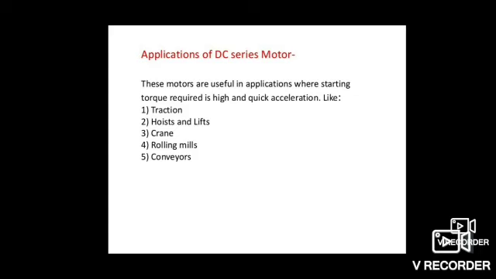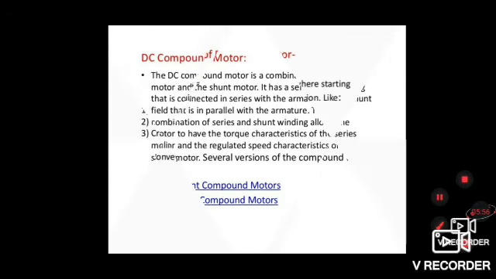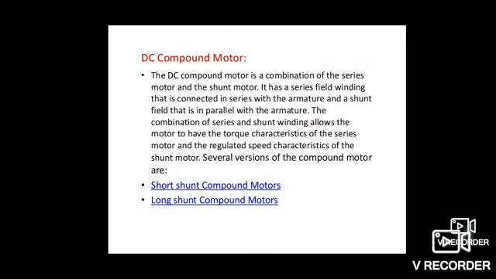For higher torque, the DC compound motor. The DC compound motor is a combination of the series motor and the shunt motor. It has a series field winding that is connected in series with the armature and a shunt field that is in parallel with the armature.